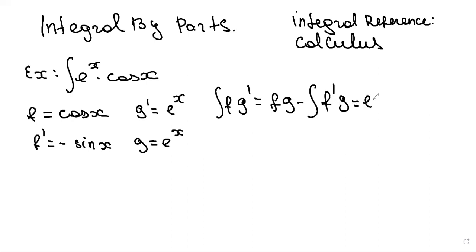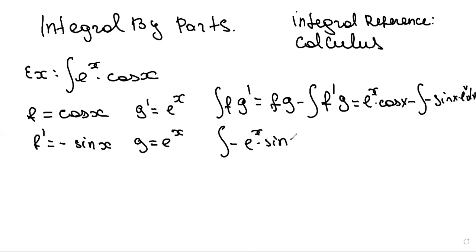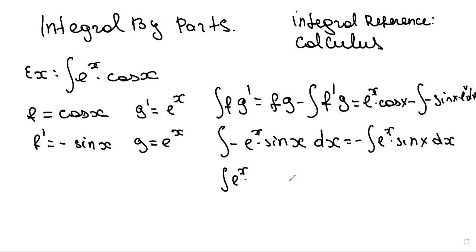So that is equal to e^x cosine x minus the integral of negative sine x e^x dx. And now we should integrate this negative e to the power of x sine x dx. If we take the negative out of the integral, we have e to the power of x sine x dx, and again we integrate e^x sine x dx.